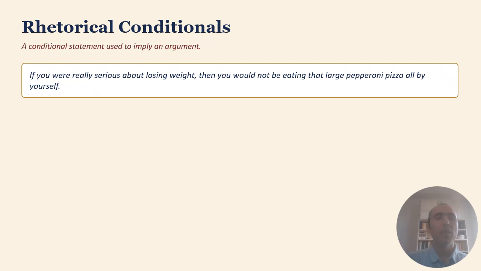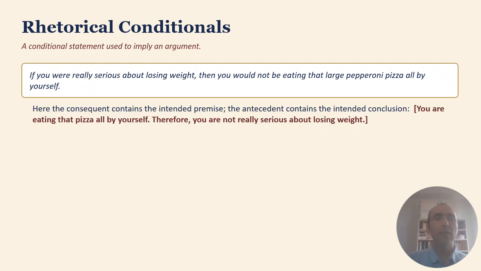For example, if you were really serious about losing weight, then you will not be eating that large pepperoni pizza all by yourself. Here, the consequent, the second part of the statement, contains the intended premise. The antecedent, the first part of the statement, contains the intended conclusion. If we reconstruct this as an argument, it will be the following. You are eating that pizza all by yourself. Therefore, you are not really serious about losing weight.